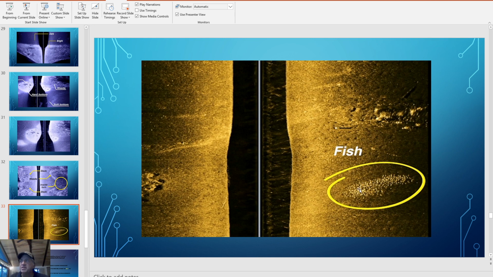Of course, we all want to see fish. And if you think about everything that we've talked about here, now notice this big school of fish right here, that they're close to the bottom. They're not giving off these great big sonar shadows. So they're probably smaller fish very tight to the bottom.